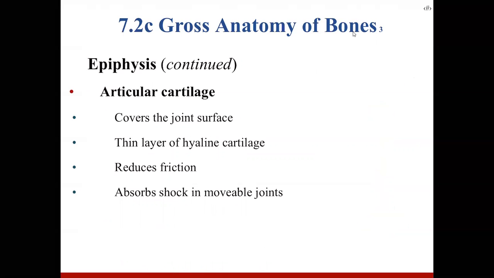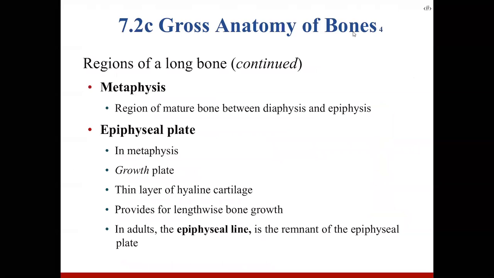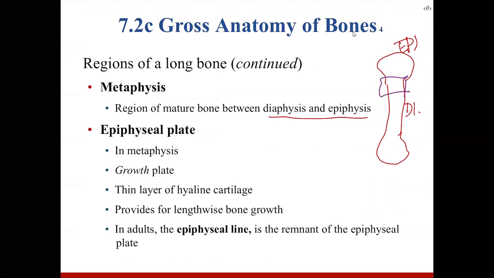Okay, now at the end of the epiphysis, that's where we're going to have it covered with the articular cartilage. So it's hyaline cartilage, it reduces friction, and it can absorb some shock in joints that are moving. Now the metaphysis is in between the diaphysis and the epiphysis, which seems kind of logical, right? So here's the epiphysis, here's the diaphysis. So in these regions, that's the metaphysis.